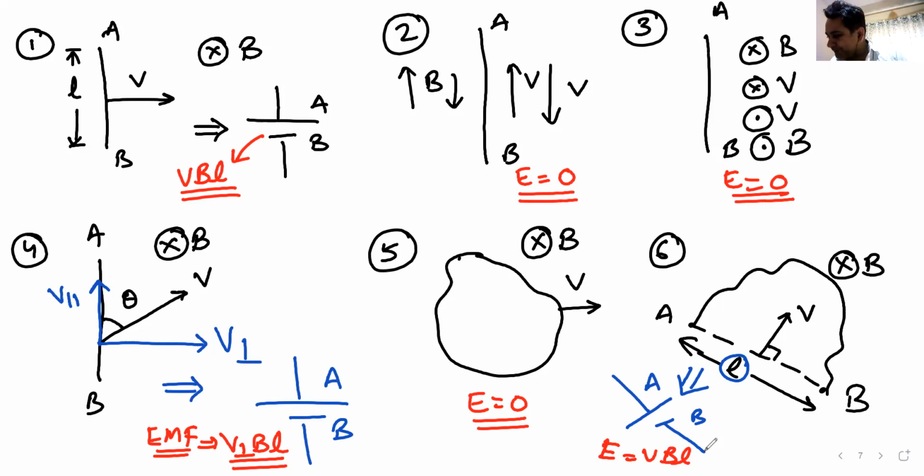Got it? Yes, sir. Both batteries are connected in the same way. Positive terminal is at A, negative terminal is at B. So both those batteries will cancel out. Did you understand? Yes, sir. Shall we move ahead?